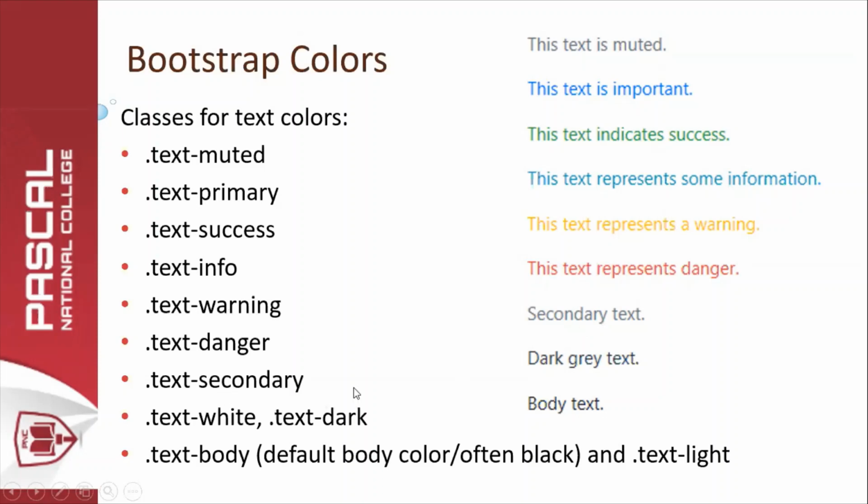Text-secondary is this gray color. Then text-white, and text-dark, this one is a dark gray. Similarly, text-body. So this is the color. While using these classes, this will be the exact thing that you will see in your page for your text.